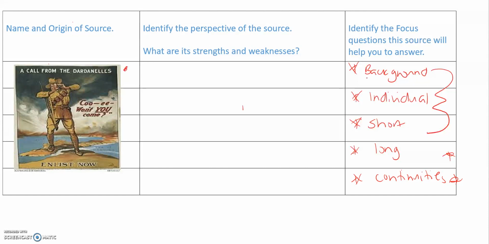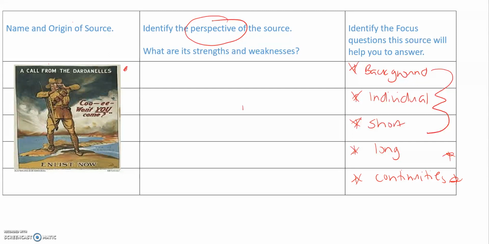Okay, so the perspective of the source is the point of view. Well, it's constructed by a government department, so I'm going to be fairly safe to say this is a recruitment poster. It's from the point of view of the government. The perspective is a government perspective. And really have a think about the purpose. It's aimed at trying to get more of the young men at home to join up and enlist.